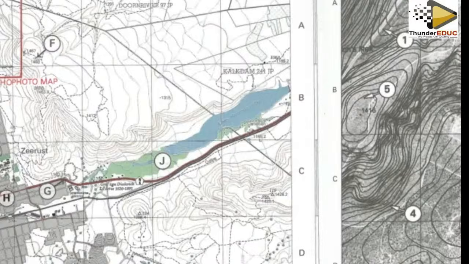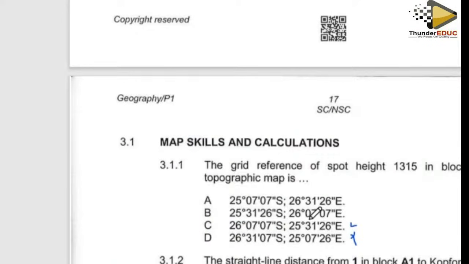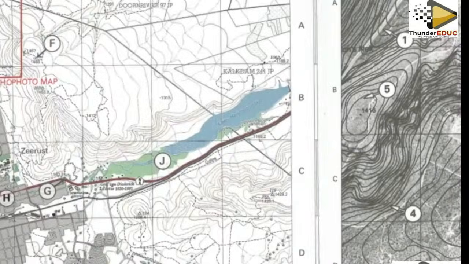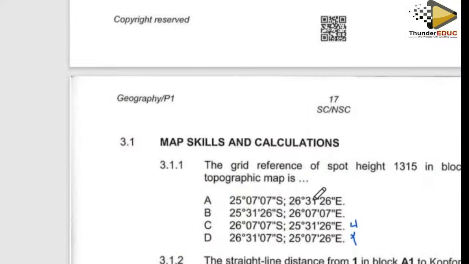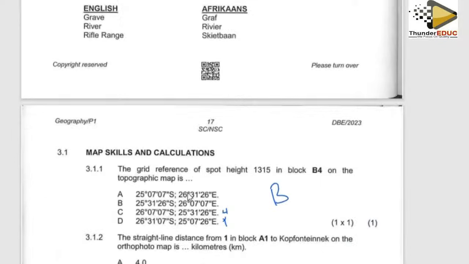The latitude is 25. So since it's 25, whatever has 26 as the first line is wrong. So these 2 are wrong. So let's come to this one. When you check this one, it says 25, 31, 26. It cannot be 25, 7. So if you come and check here, it's 25, 30, 31. So the one that starts with 31 and it starts with S, and the rest is fine. So the answer is B.